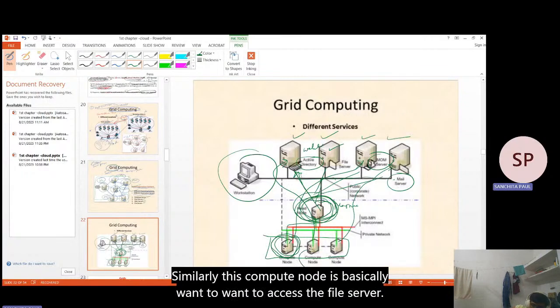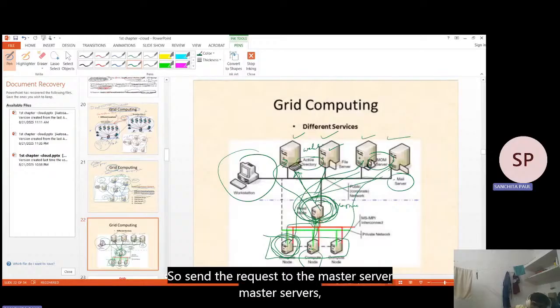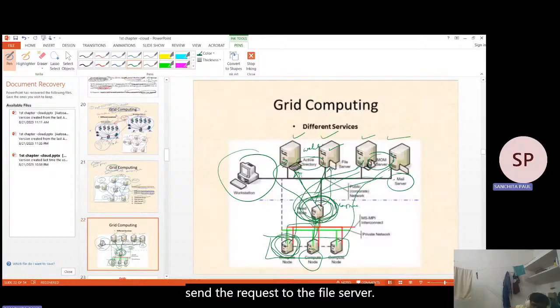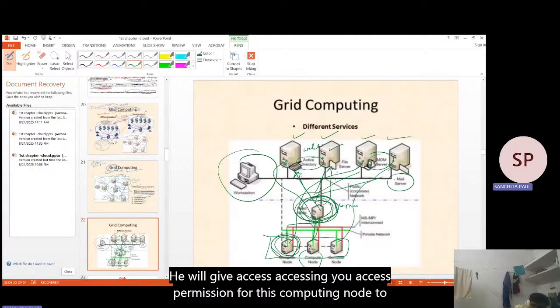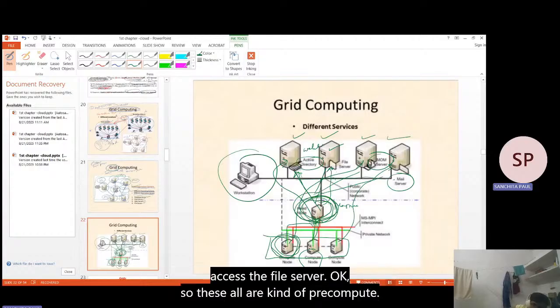Okay, similarly this compute node basically wants to access the file server, so it sends the request to the master server, which checks whether the file server is free or not. If it is free then it will give access permission for this compute node to access the file server. Okay, so these are all kinds of grid computing.